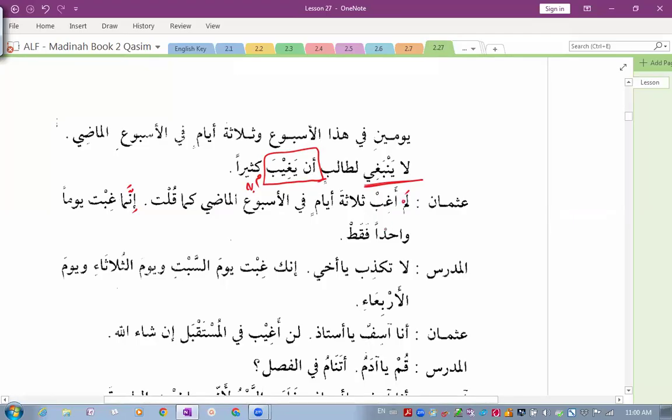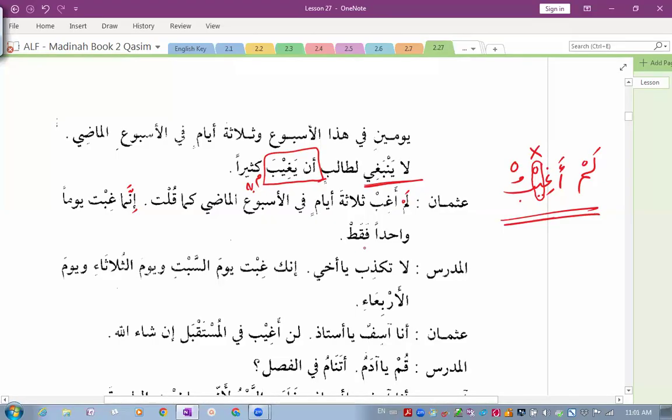So lam aghib, ghaba yaghibu, from there lam, so yaghibu aghibu, lam came before it, so we put a sakoon at the end. Now we have an iltiqa sakinain, so the ya with the sakoon has to be dropped, and that's the important thing in here, how do we get aghib. So lam aghib, this is how we get lam aghib, and then the rest is good.